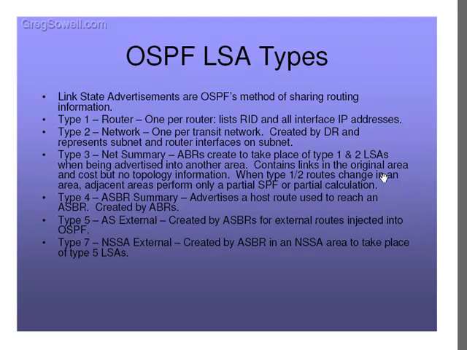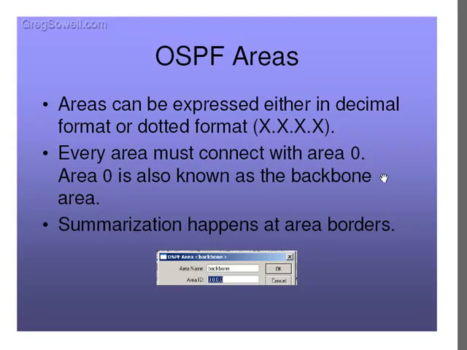A type 7 is only created in a not so stubby area, and we'll talk about those in just a second, because in an NSSA type 5s aren't allowed. So in a stubby area, type 5s aren't allowed, nor are they allowed in an NSSA. So it'll create a type 7. As soon as it hits the ABR, it'll actually get translated to a type 5 and then sent out to the backbone area or what have you. I know that seems confusing, but hopefully a little bit of that sticks. I'll reiterate those a little bit later. I'll talk about them again.